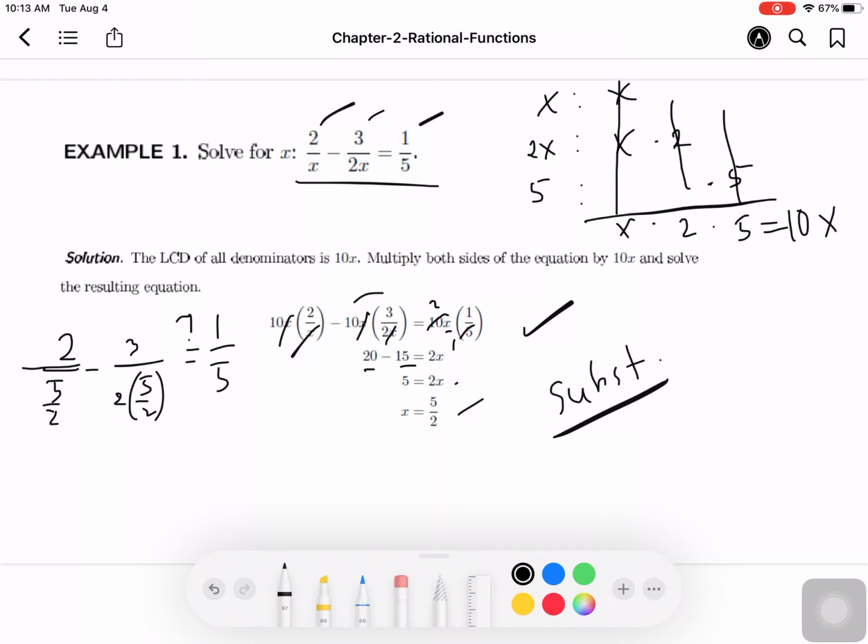So let's check. So this will become 4 over 5. By the property of fractions, we have 2 over 1 times the reciprocal of 5 halves. So we have this minus this one, we can cancel out 2. So we have 3 over 5. Is it equal to 1/5?